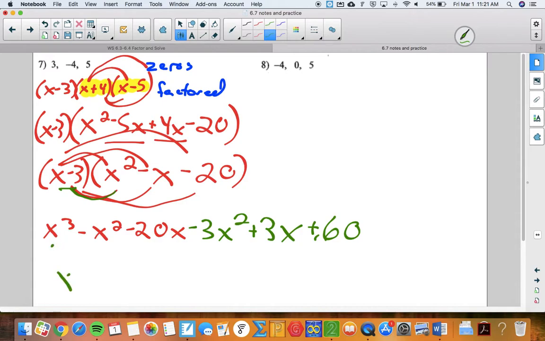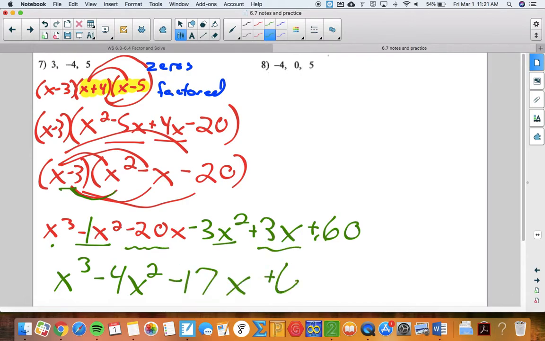Well, this x to the third is all alone. The x squared gets combined with that x squared, so we have -4x squared. The x's become -17x, and there's a positive 60.